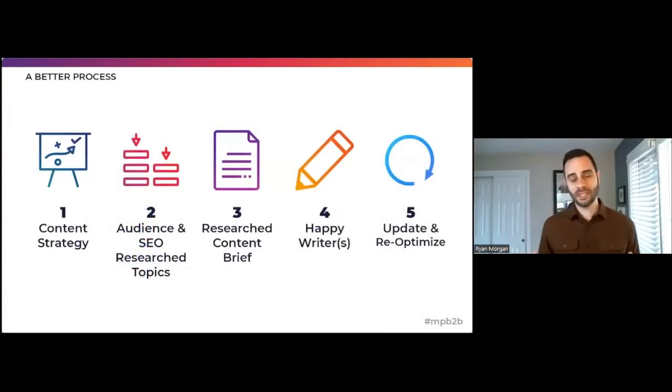So I want to tell you today a very specific and much better process for ideating and writing and optimizing content that is really useful to your audience, but also can be really valuable for search engines. So it's a 5-step process that we're going to go through, and it starts with content strategy. It moves on to identifying topics that have been researched from an audience and search engine perspective. It includes a very important content brief that I will show you how to write, and it makes writers really happy and allows you to update and re-optimize content for really impactful search engine performance. So let's get into this.